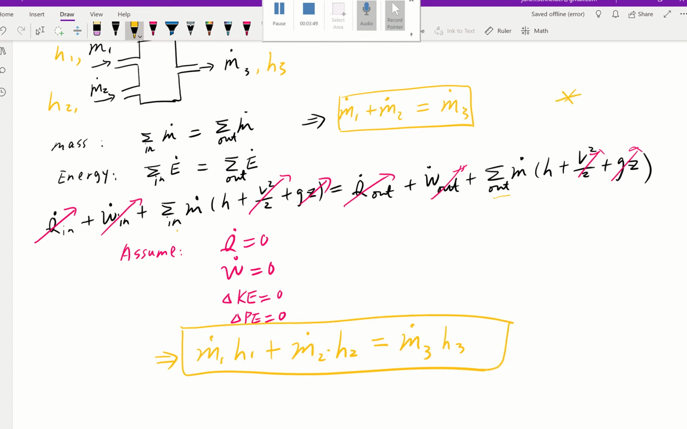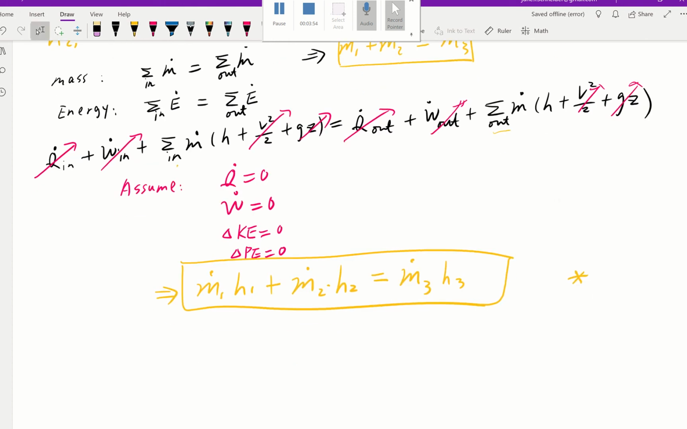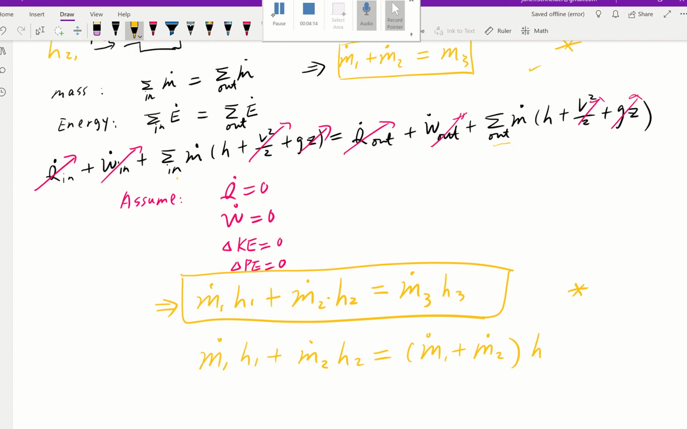So this is our mass conservation, and this is our energy conservation. If we want to write it in another form, we can replace this m3 dot with the summation of m1 and m2, because that's from our conservation of mass, times h3. So then we get this equation as well. That is the general equations for mass and energy conservation for a mixing chamber.